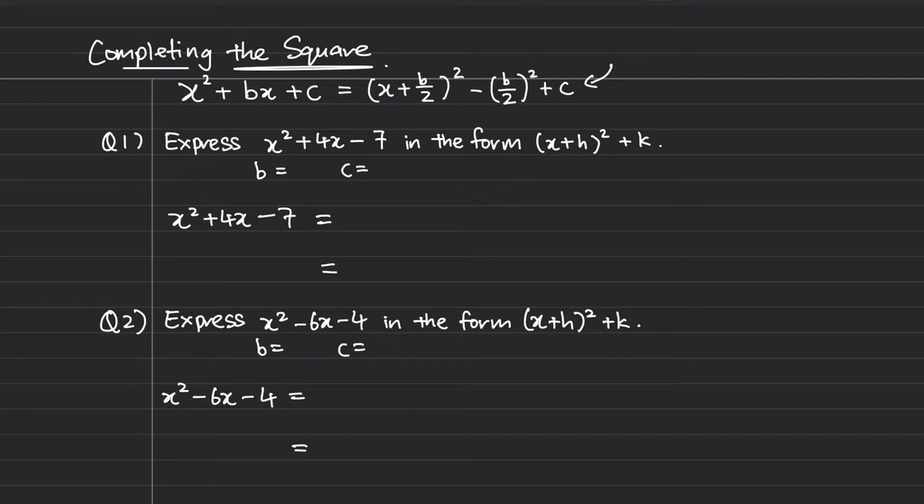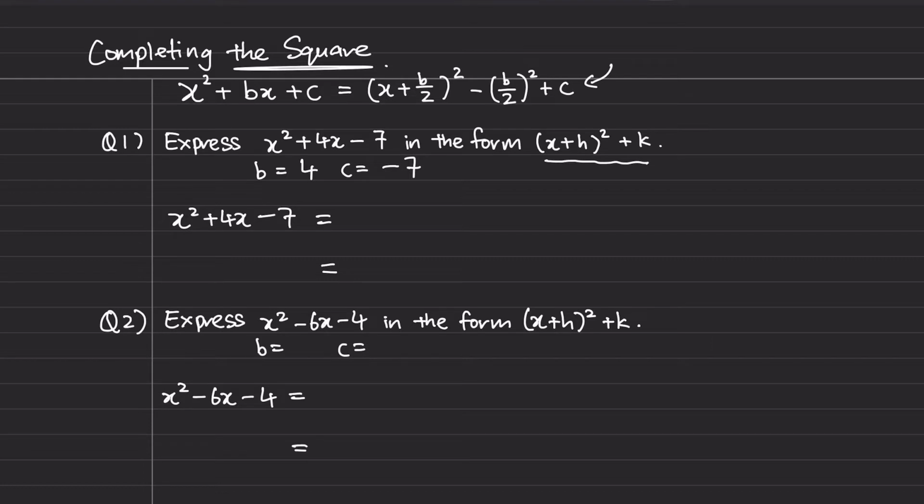Alright, so let's begin. For example 1, we have: express x squared plus 4x minus 7 in the form of (x plus h) squared plus k. Whenever you see this (x plus h) squared plus k, or it can be other letters in the place of h and k, then the question is trying to ask you to complete the square. Alright, so we'll proceed by identifying the b and the c.